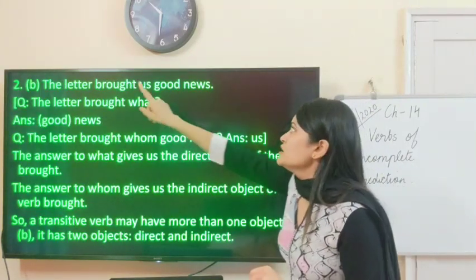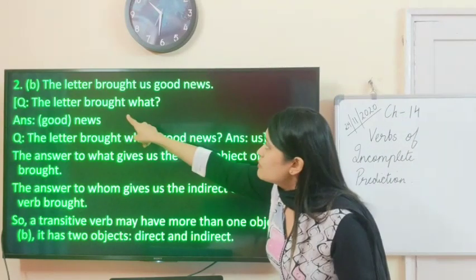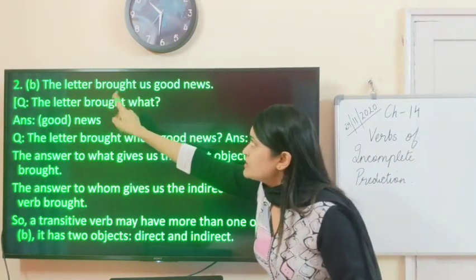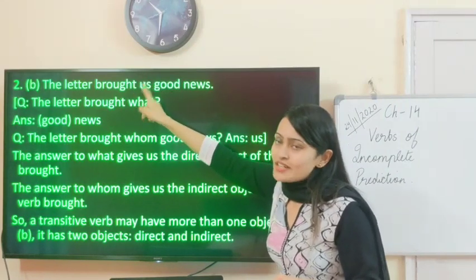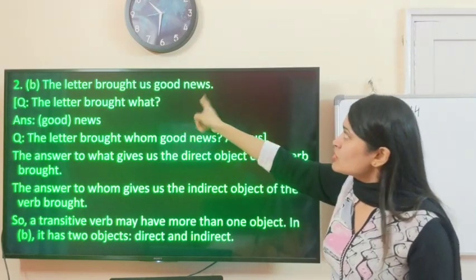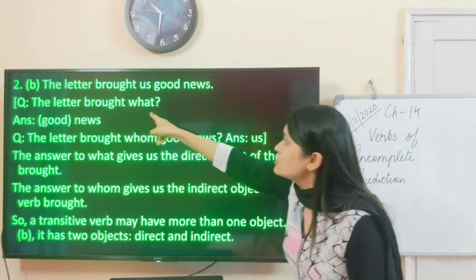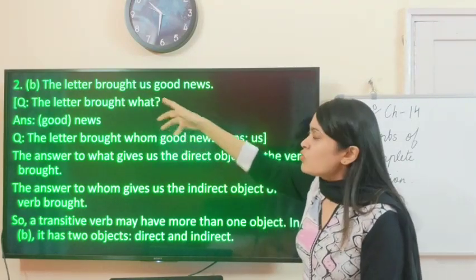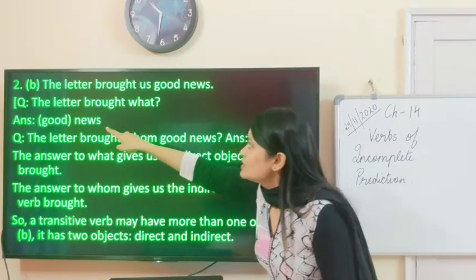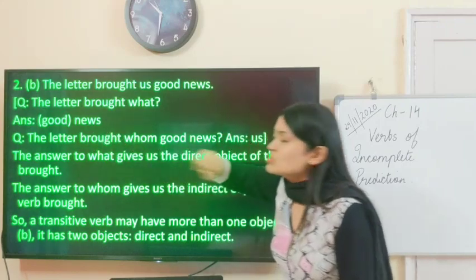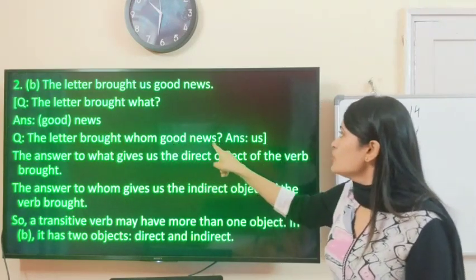Second example. The letter brought us good news. Okay children? So the letter brought what? The letter being the subject, it has brought something. So brought is the verb. What has it brought? Good news. So whenever children you get an answer to the question what, then that is an object. So good news is the object. So the letter brought whom good news?